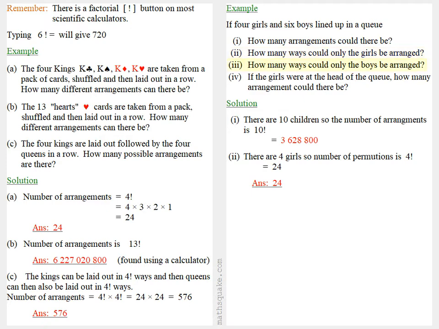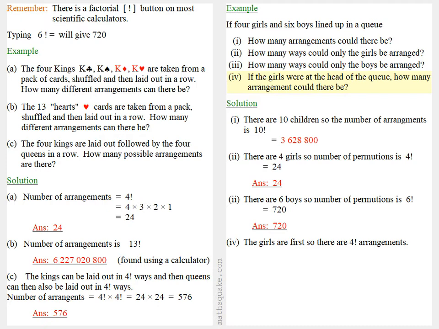In part 3, we're asked how many ways could only the boys be arranged? Well, there are 6 boys, so the number of permutations is 6 factorial, or 720. And in the last part, part 4, if the girls were at the head of the queue, how many arrangements could there be? Well, if the girls are at the front of the queue, there are 4 factorial arrangements.